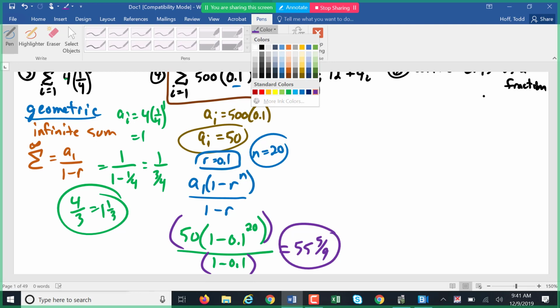So it makes sense. It's going to be 50 plus 5 plus 0.5 plus 0.05. That makes sense. It's going to be right around 55.